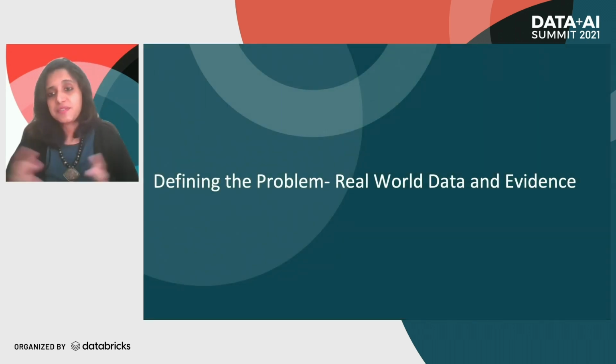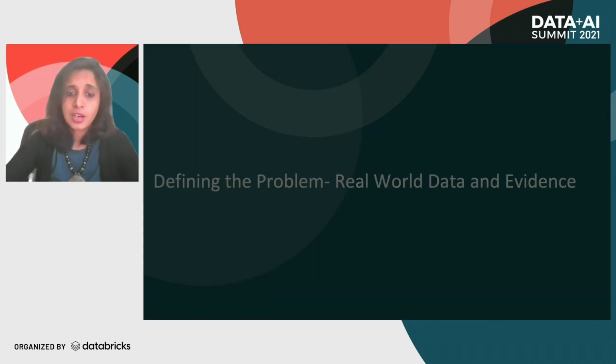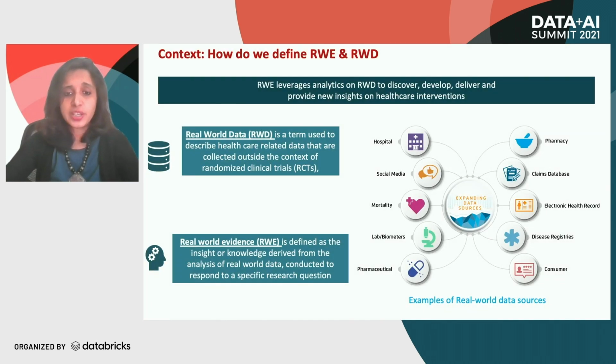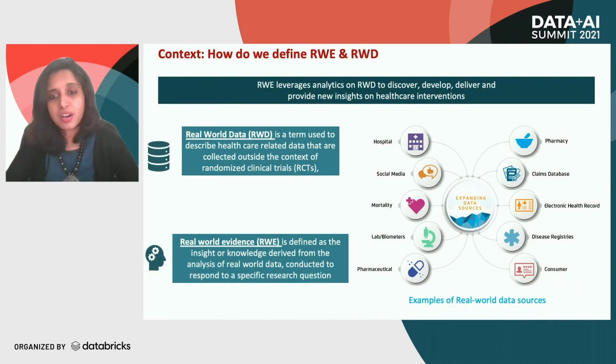So let's define the problem. What is real-world data and evidence, and why is it important for us, right? Essentially, real-world data, or RWD as we will call it from now on, means all the data related to patients and healthcare that are not collected as part of what we normally call a clinical trial, which is generally called an RCT or a randomized clinical trial. So potentially, it's all the data about a patient in the universe that's out there for us to tap into.